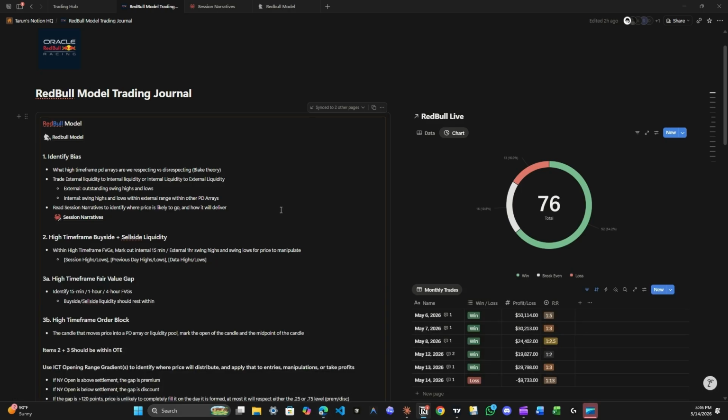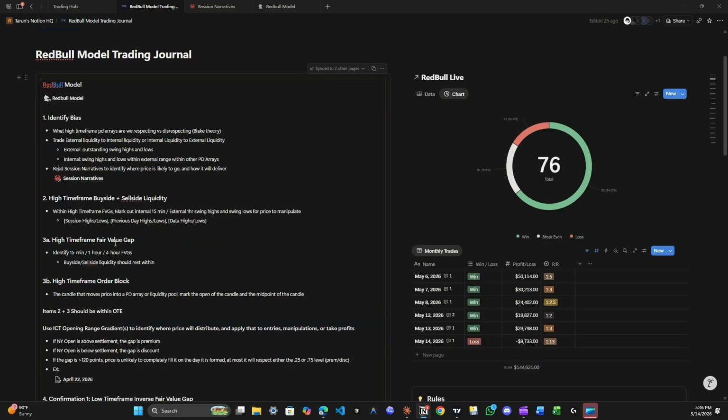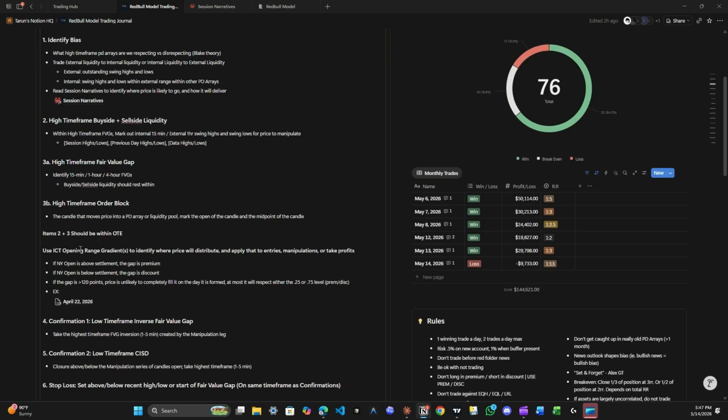to increase our win rate. Then, as I see here, I said fair value gap. You can also use order block. Ideally, you want to use both. Always great.